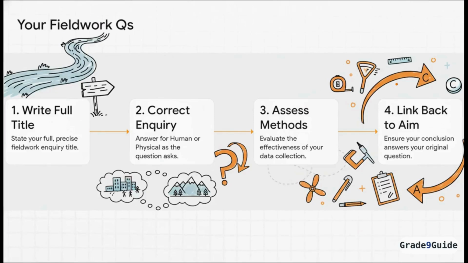Okay, what about the questions on your own fieldwork? The examiners pointed out 4 common traps people fall into, so here's your 4-step success plan. Number 1, write out your full inquiry title, not just "river study." Number 2, and this is a big one, read the question to see if it's asking about your human or your physical fieldwork. Answering the wrong one is a disaster for your marks. 3, you need to be able to talk about how good your data collection methods actually were. And finally, number 4, make sure your conclusion actually links back to your original aim.